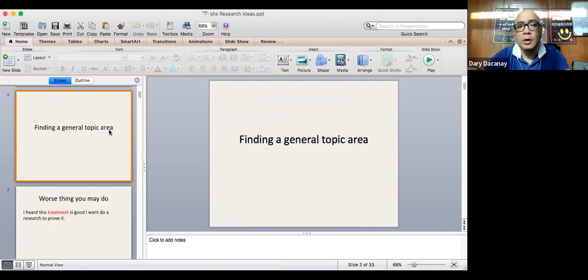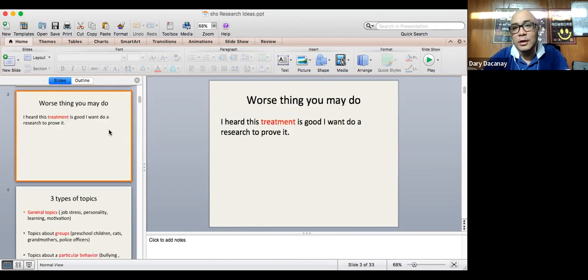Now, talking about finding a general topic area, the worst thing you may do in searching for a topic is, for example, hearing that this treatment is good, so I want to do a research to prove it. For example, you've seen that this product is really good. Now, what can you do to be able to prove it?